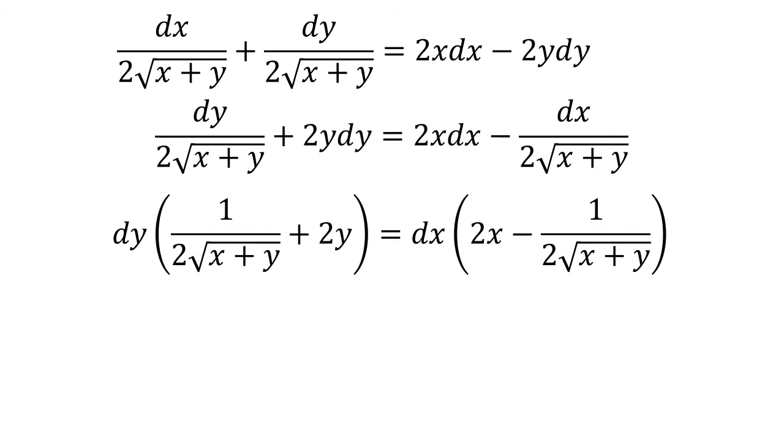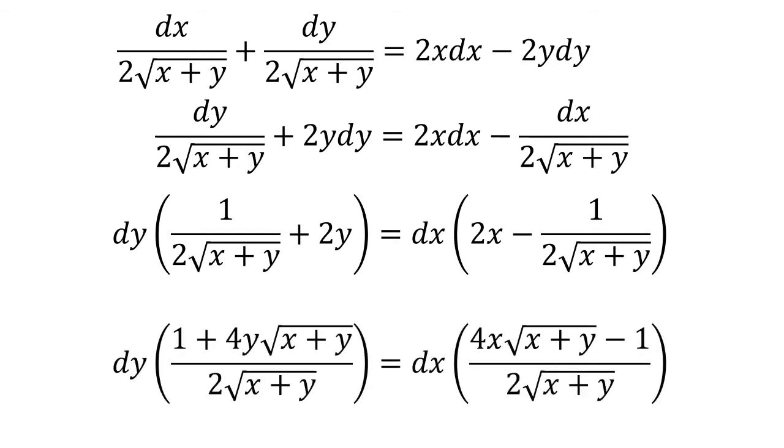Okay, so these terms we're going to add. So we are going to apply addition of fractions. Okay, so another application of your skills in algebra. So this will become dy times 1 plus 4y times square root of x plus y all over 2 square root of x plus y equals dx times 4x times square root of x plus y minus 1 all over 2 times square root of x plus y.